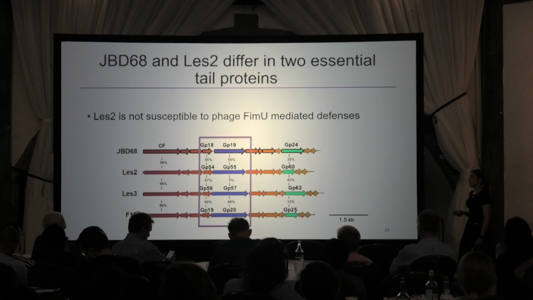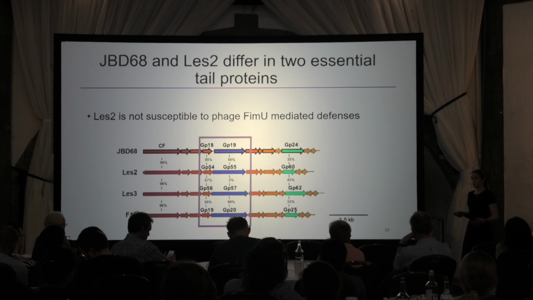It really left us with three candidates: GP18, GP19, and GP24. Previously, we had made deletions of these three genes in JVD68, and what we found is that 18 and 19 are both essential, whereas GP24 is not. And given that the recognition of host cell receptors is the first step in phage infection, we would expect these genes to be essential. So we ruled out GP24 as our candidate right away, which left us with 18 and 19.